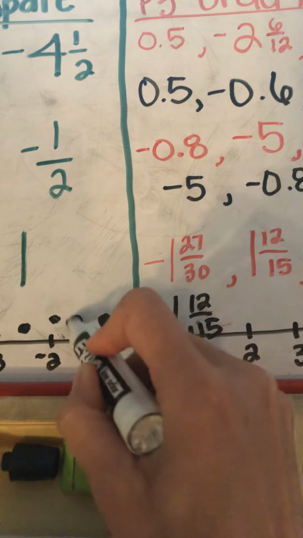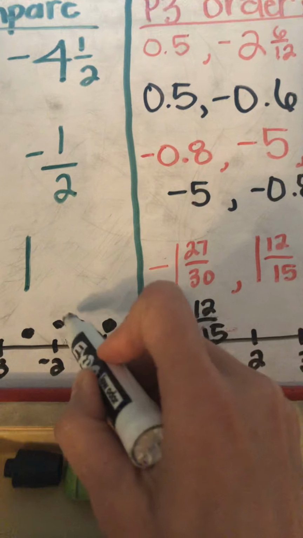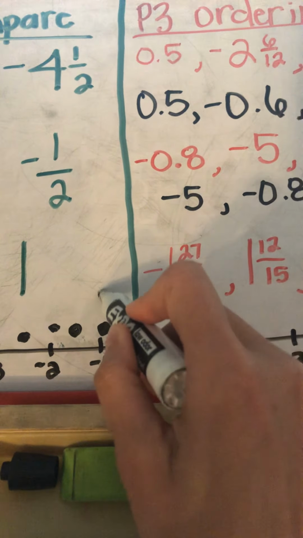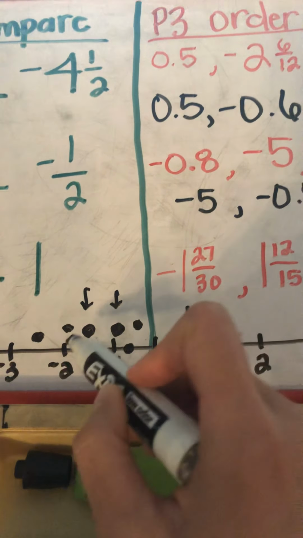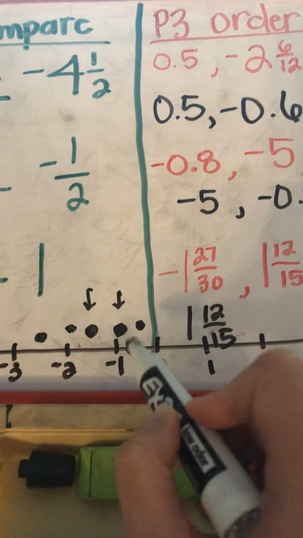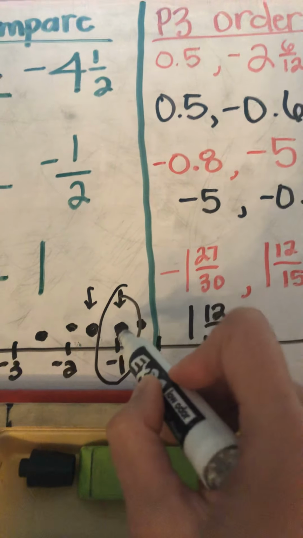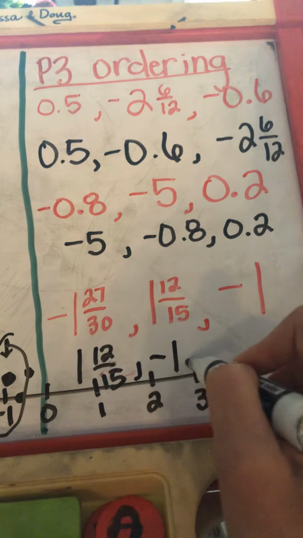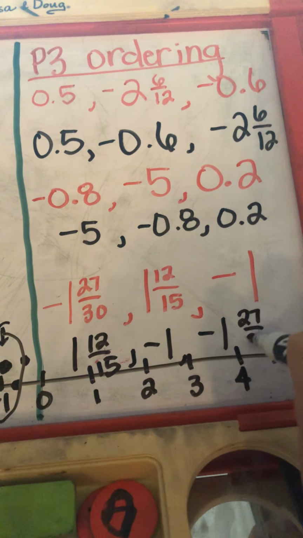So, and it really doesn't matter. Let's just say it's right here. It's actually really close, 27/30 is really close to over here. But I'm looking at this one right here and this one right here. Negative 1, and I know that it's somewhere in between the negative 1 and the negative 2. Which one is closer to 0 on your number line? The negative 1, right? So this is the next greatest one. So that would be negative 1 next, and then negative 1 and 27/30.